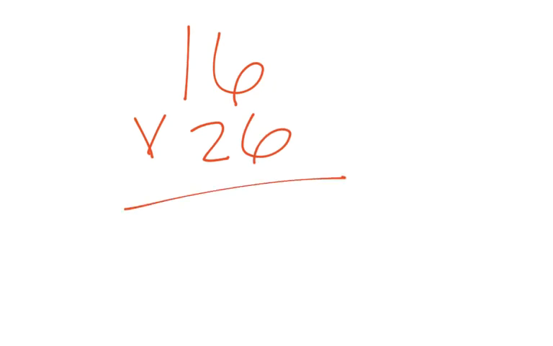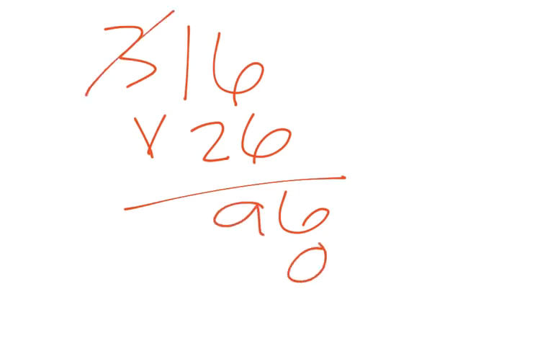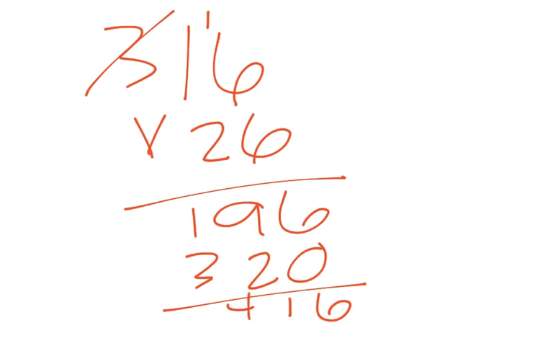So let's do 16 times 26. 6 times 6 is 36. Carry the 3. 6 times 1 is 6 plus 3 is going to be 9. Put a 0. Cross that out. 2 times 6 is 12. Carry the 1. 2 times 1 is 2 plus 1 is 3. And we're going to add this up. 416. But that's not my answer.